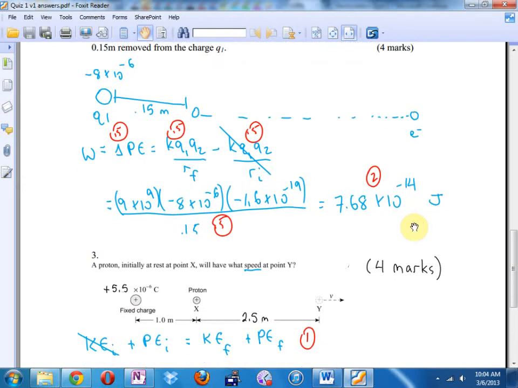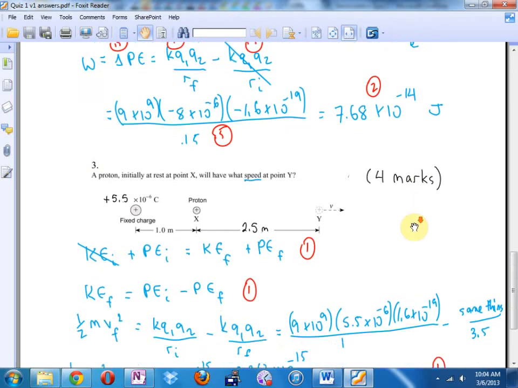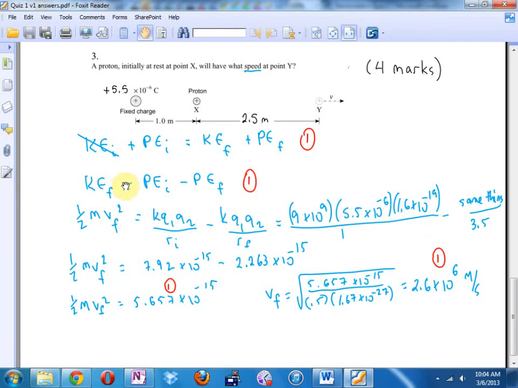So I said, you know what? It's going to be kinetic energy initial plus potential energy initial equals kinetic energy final plus potential energy final. Got me 1 mark. Oh, and I said we're starting at rest, so I crossed out kinetic energy initial. I got the kinetic energy final by itself. And then I said this is a half mv squared equals, okay, this is not mgh. We're talking about electric potential energy, which is kq1q2 over r.